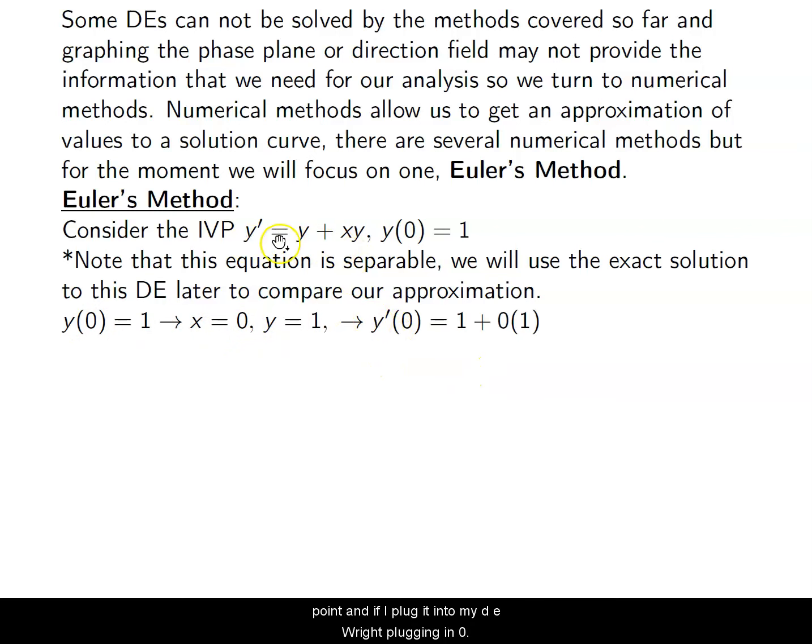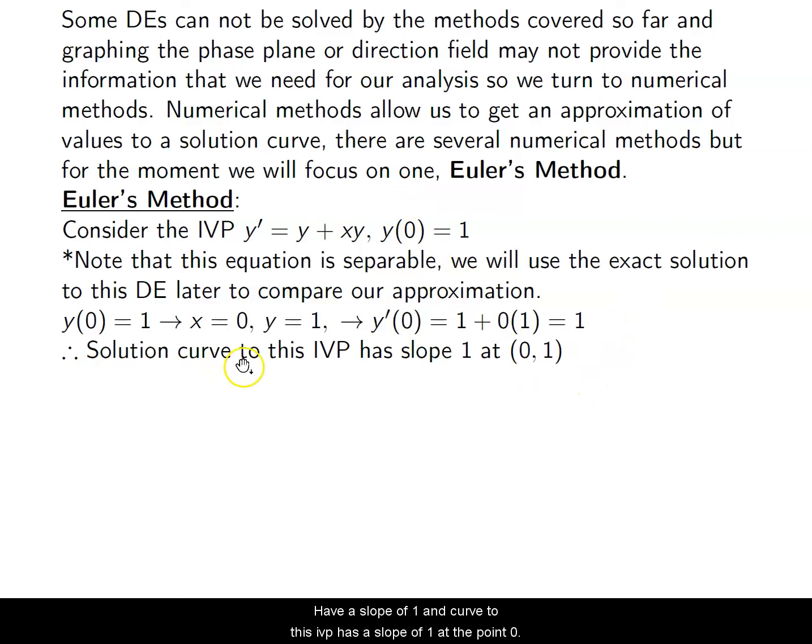And if I plug it into my DE, plugging in 0, 1, really, I'm going to get 1 plus 0 times 1, which gives me a value of 1. So what that means is at this point, 0, 1, my solution has a slope of 1. So a solution curve to this IVP has a slope of 1 at the point 0, 1.